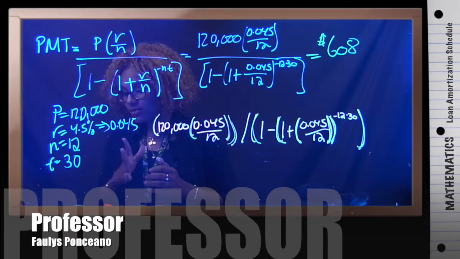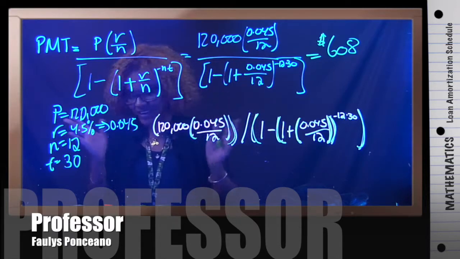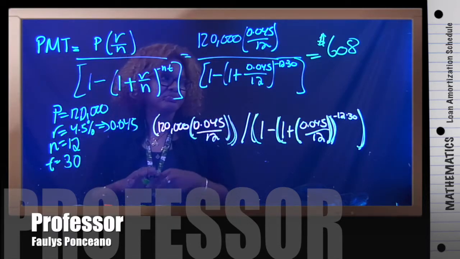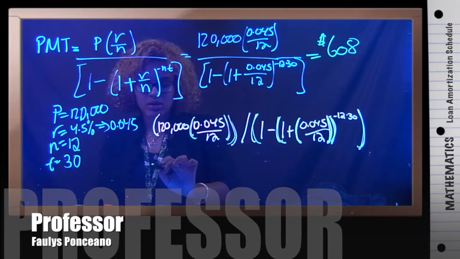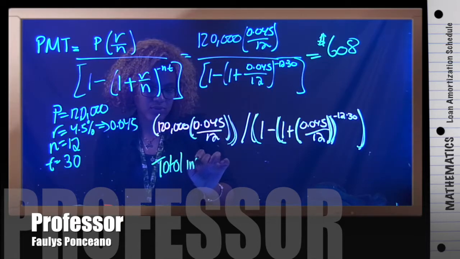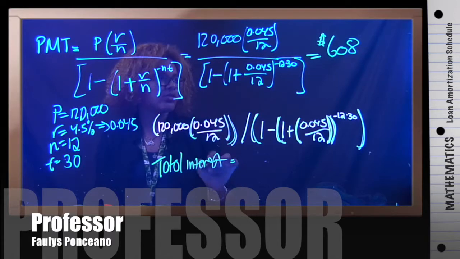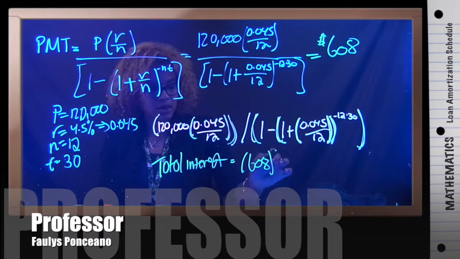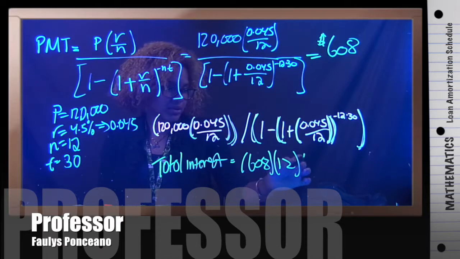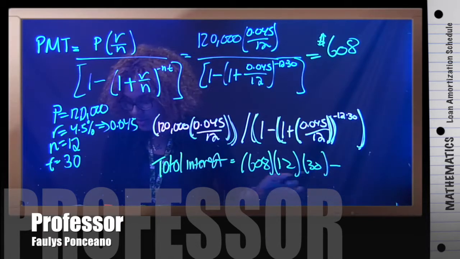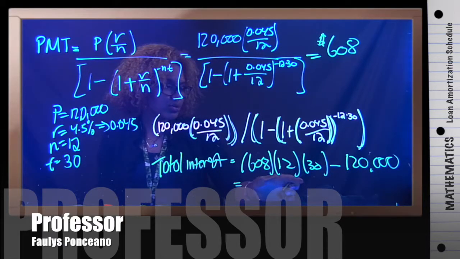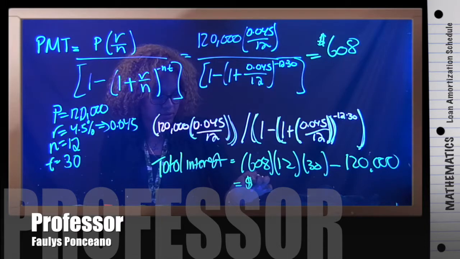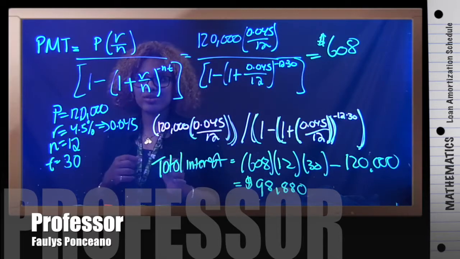Now for the second part of A, we want to find the total interest. So the total interest, let's write it right here. Total interest. Sorry for my handwriting. 608 times the number of periods times the number of years minus the principal. So it's a 120,000. Once you do that, multiply, then subtract, you end up with 98,880 just on interest.